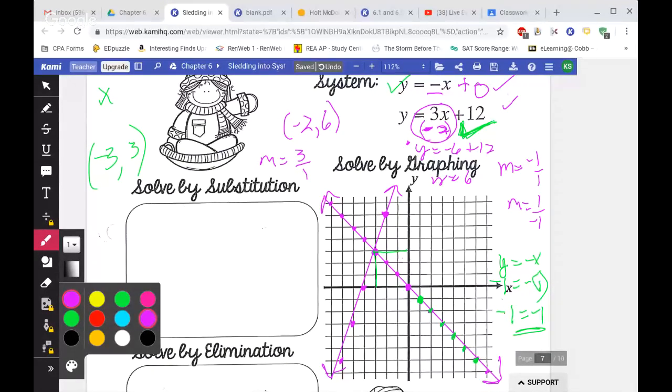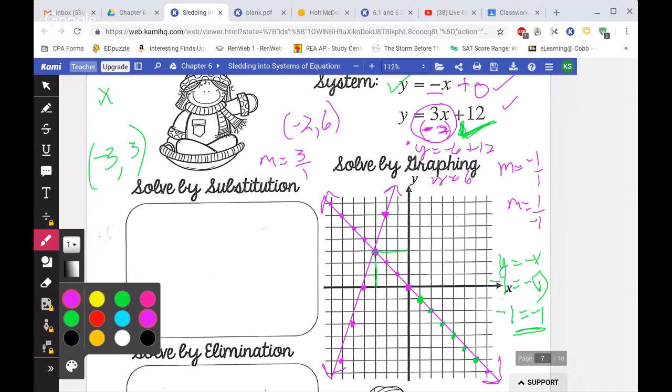Because I couldn't really use that y-intercept, I had to find a different point to start with and then launch from there using my slope. Does that help? Or does it clear up at all? Yes, ma'am. Okay, cool. Thank you. Yeah, there won't be anything like that on the test. You won't have to do that.